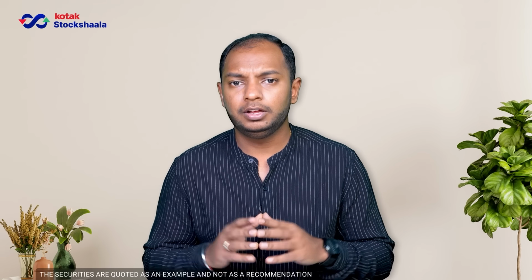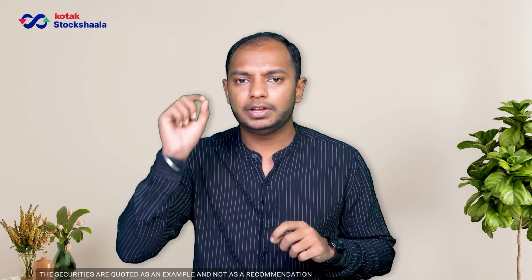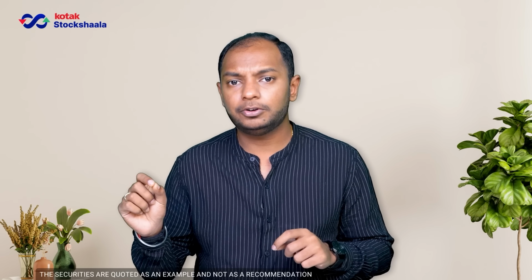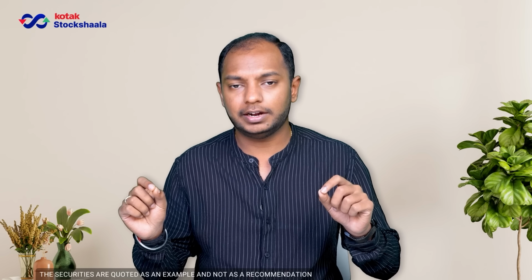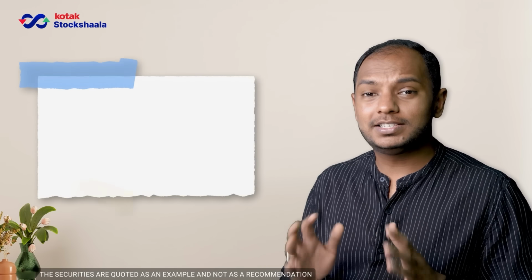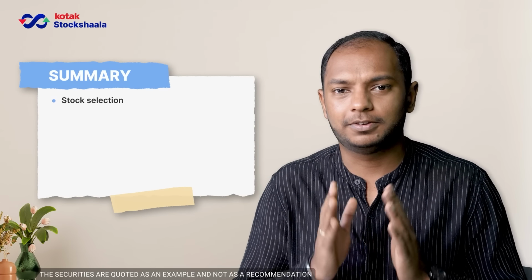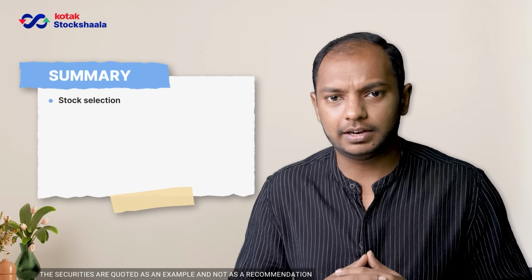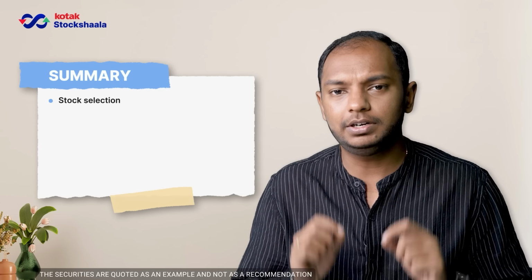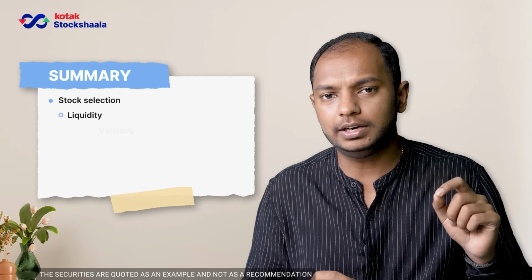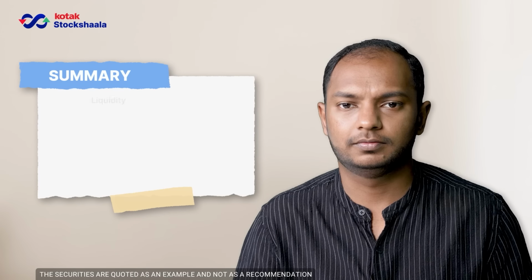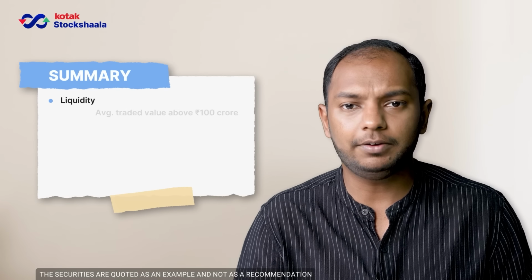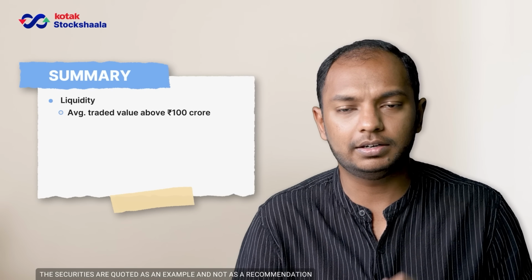So to sum it up, we have the triangle wherein we have high liquidity, good amount of volatility along with the right momentum. So let's summarize what we have learned in terms of stock selection. While there are many different types of stock selection, here we have chosen a simple triangle of liquidity, volatility, as well as momentum. We learned that if the average traded value in a day is more than 100 crore, then it is good liquidity.